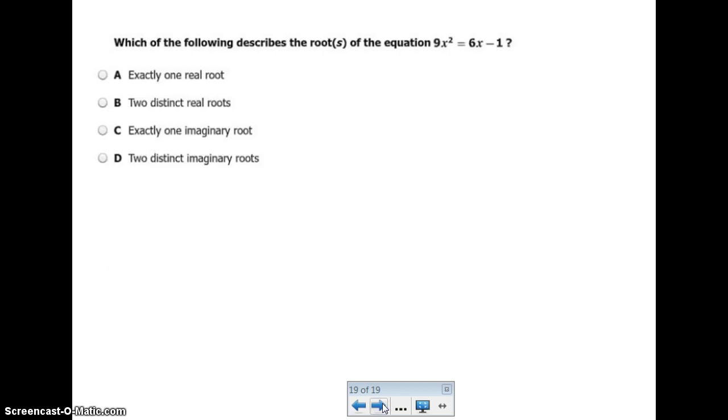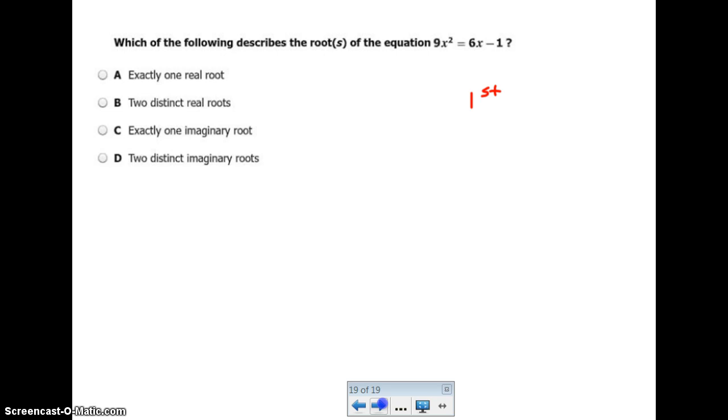All right. Last but not least, before you do some practice problems, this question says, which of the following describes the root or roots of the equation 9x squared equals 6x minus 1? Remember, roots are just another word for x-intercepts or solutions or zeros. Those words are interchangeable.